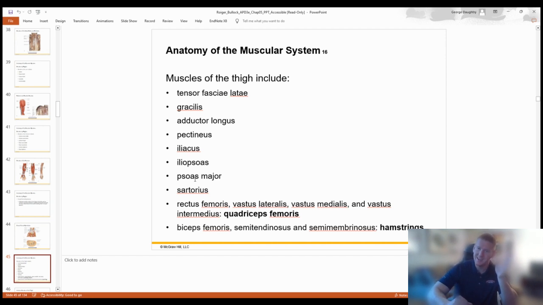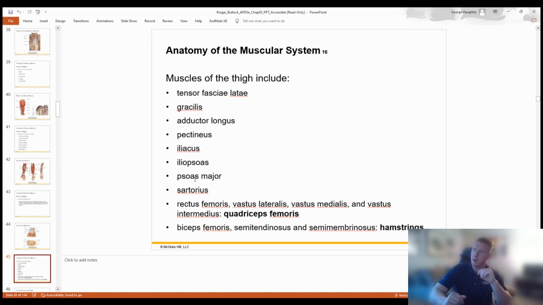Iliopsoas. Okay. The iliopsoas, that's not a muscle. That's a combination of 2 muscles. Like, they put the terms together for some reason. Iliopsoas is the iliacus and the psoas major. And somebody put them together, and we're now calling it the iliopsoas for some reason. Okay. But in any case, those are my hip flexors, flexing the hip.